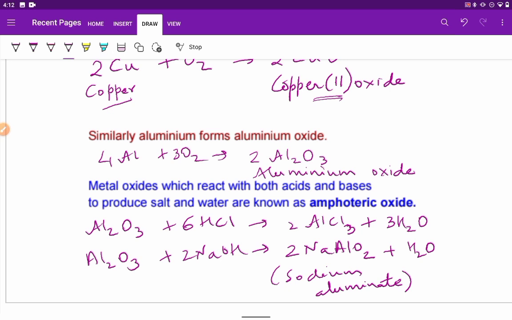For example, Al2O3 can react with HCl and also with NaOH. With HCl we get Al2O3 plus 6HCl gives 2AlCl3 plus 3H2O. Whereas with NaOH, Al2O3 plus 2NaOH gives 2NaAlO2 plus H2O, where NaAlO2 is sodium aluminate.